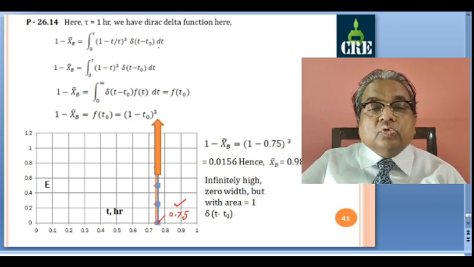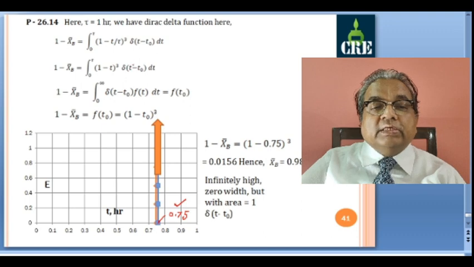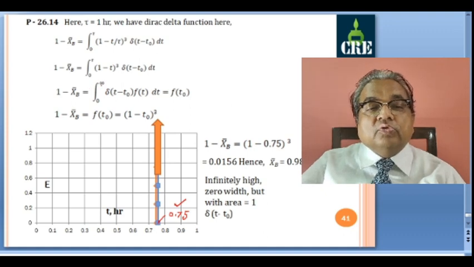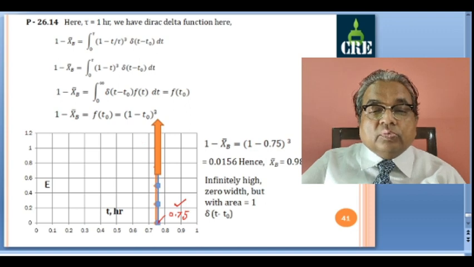Okay, so for this function E, for E dt you will substitute this function. So for the exit age E value we have this. Now with the definition of the Dirac delta function, the area under the curve is 1, and the integration of this is from 0 to infinity. Here of course we are performing up to time tau, but it goes up to infinity.